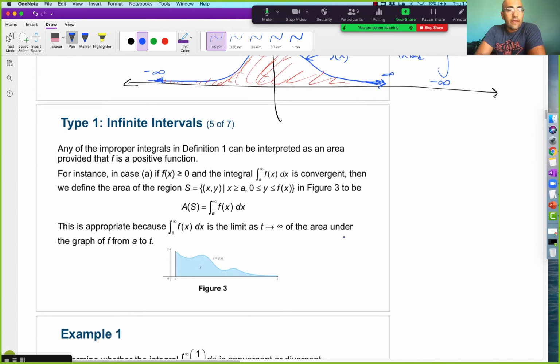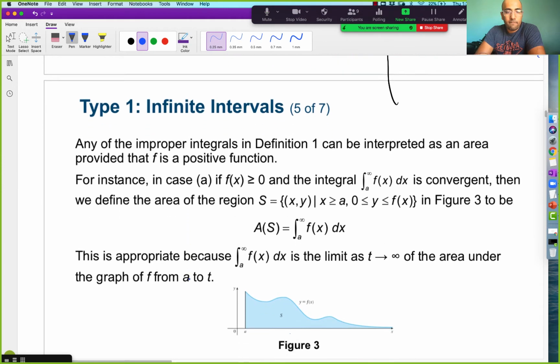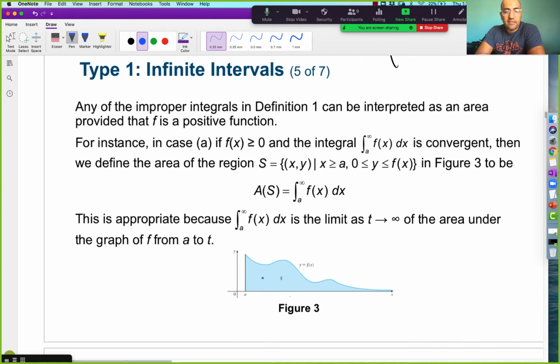Okay. Any of the improper intervals in definition 1 can be interpreted as an area provided f is a positive function. Right? So we can do this interpretation of area in many applications when we think of them as positive functions. For instance, in the case where f of x is greater than 0 on the interval from a to infinity and the integral of f of x dx is convergent, then we define the area of the region S, which is this. Let me see if I can zoom in a little more. The region S as this, right?